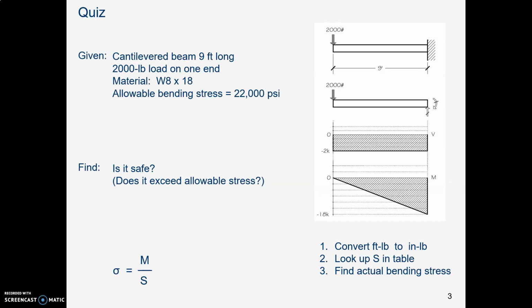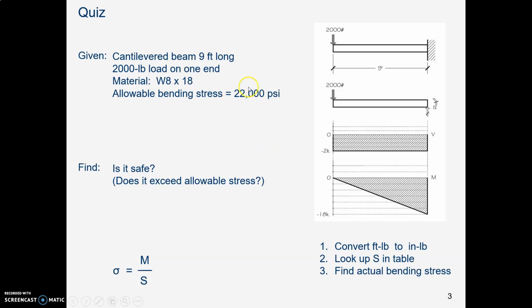All right, let's work our way through a couple more beams. First of all, here is a cantilevered beam, so it's supported at one end and not supported at the other end. It's got a 2,000-pound load out on one end. It's made out of wide flange. It's a W8 by 18, so it's a smaller wide flange. And this steel beam has an allowable stress of 22,000 psi.